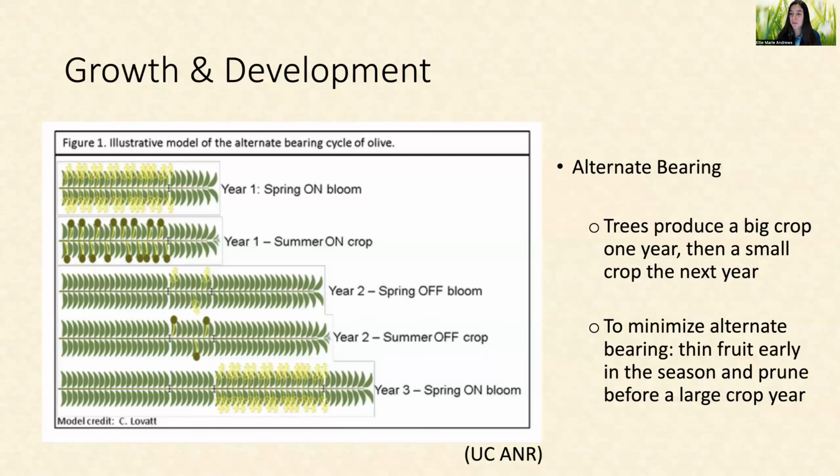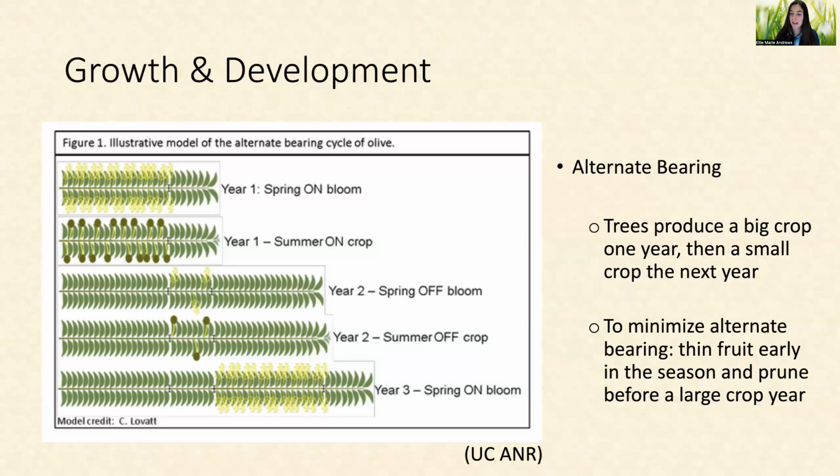So some trees produce a big crop one year and then a small crop the next year. So olives are a great example of this, as you can see in this diagram. So essentially what happens is, you have a lot of fruit production one year and then a lot of vegetative production the next year, and it kind of alternates. So not ideal if you want to get consistent fruit production every year. But it's a natural thing that happens.